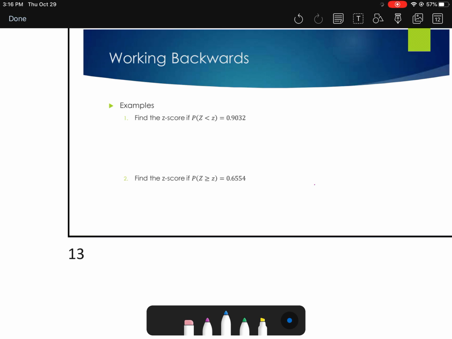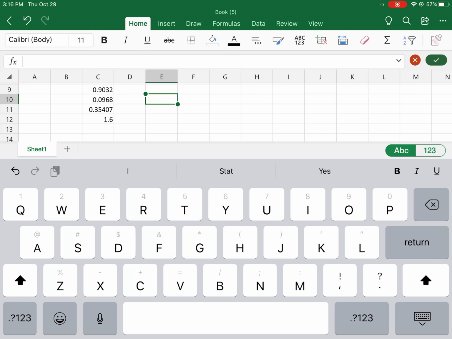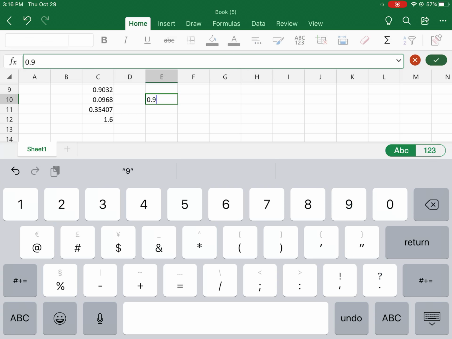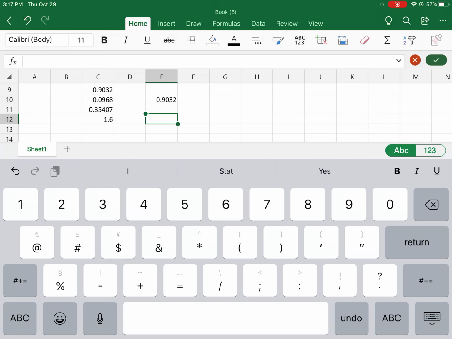Okay, so let's go ahead. Find the z-score if the probability that z is less than z is 0.9032. This one is less than, so we can just use the formula. Again, I'm going to go in here and put in my probability. So my probability was 0.9032.